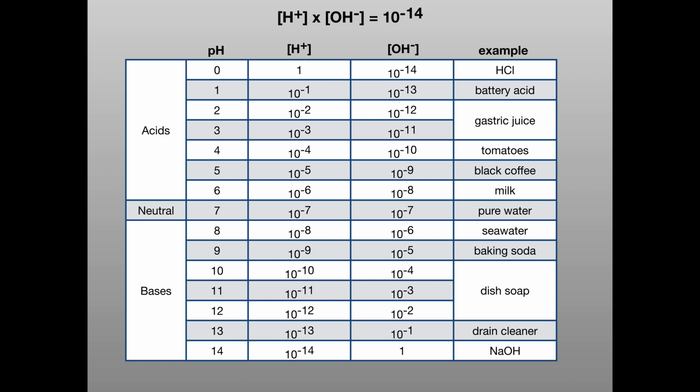The lower the number, the greater the acidity. Why? Because in acids, the concentration of hydrogen ions is more than the concentration of hydroxide ions, whereas the higher the number, the more basic.